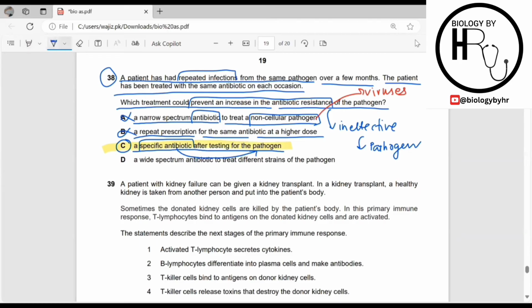If we look at option D, a wide spectrum of antibiotic to treat the different strains of the pathogen. We know that when we use the wide spectrum of antibiotic to treat the different strains of the pathogen, even those pathogens that are not involved in the repeated infection will get introduced to the wide spectrum of the antibiotic. And what this is going to do is increase the chances for the antibiotic resistance in the other bacteria as well. So hence the answer over here is option C.